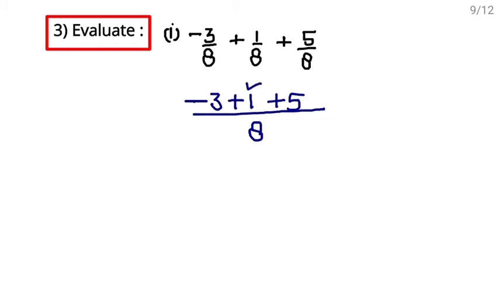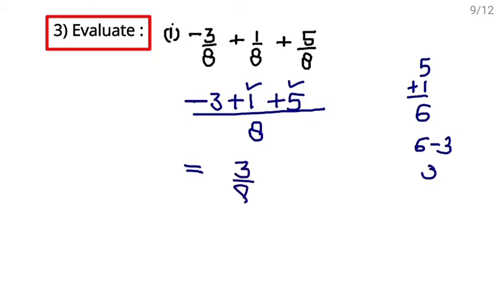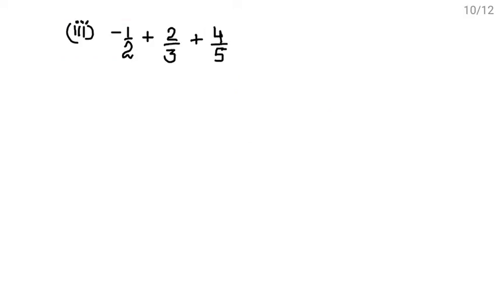Right? Now this 1 and this 5 have same sign. So we will add them. 5 plus 1, 6. And this 3 has different sign. So we will subtract 3. 6 minus 3 is 3. So this is equal to 3 upon 8. This is your answer. Next part, now in all these rational numbers we have different denominators.